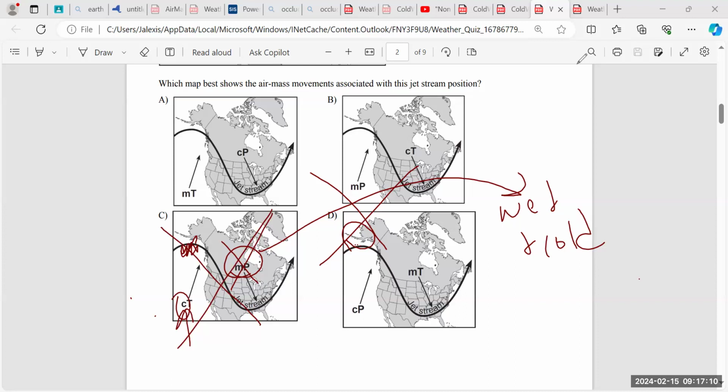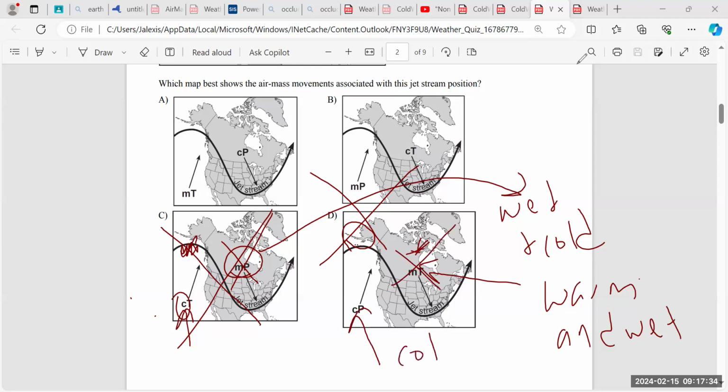And the same thing that I see here, mT air mass, right? Which means warm and wet. Warm and wet air masses did not originate in the northern part of Canada, right? It is cold up here. It is not warm over here. And a cP air mass, right? Which is a cold and dry air mass. How can a cold and dry air mass be created at a location where it is warm and wet? So it can't be that.